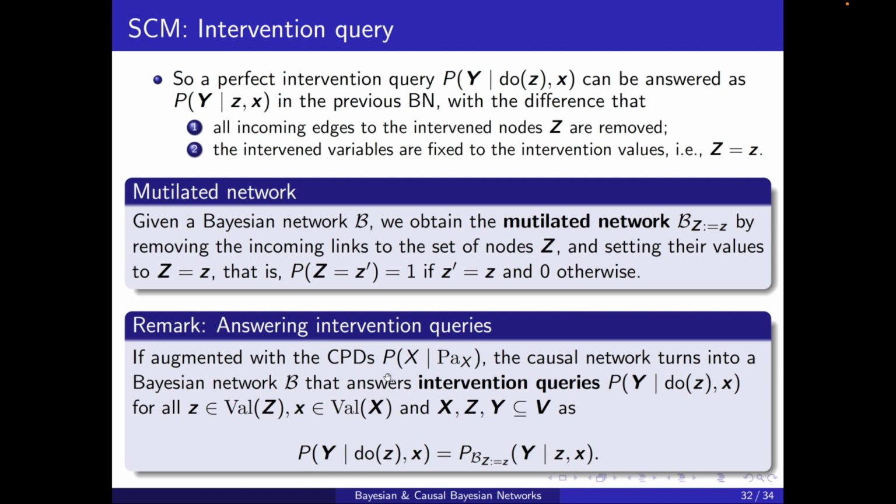If augmented with the CPDs, the causal network turns into a Bayesian network B that answers intervention queries, P of Y condition on do of Z and X, as follows. This intervention query will equal the probability of Y condition on Z and X in the mutilated network. In a sense, this is amazing because we're now able to answer experiments or interventions without literally doing them. We can turn them into a probabilistic query and answer them in the ways that we already know.